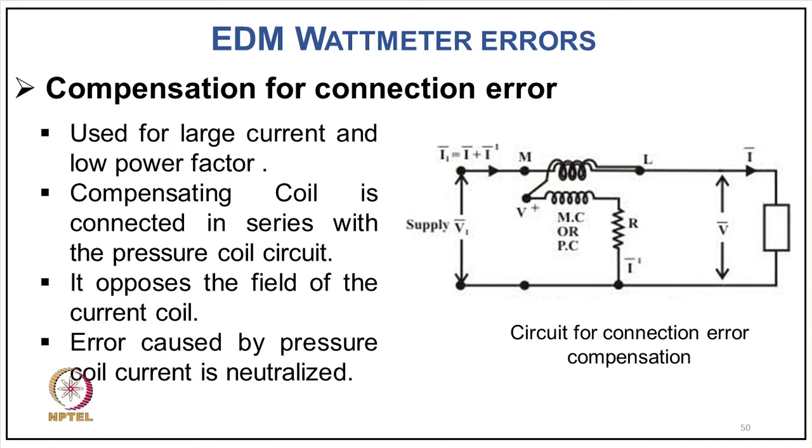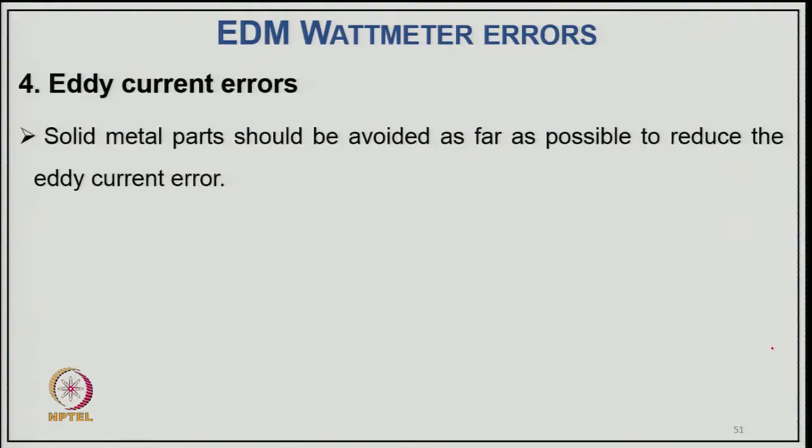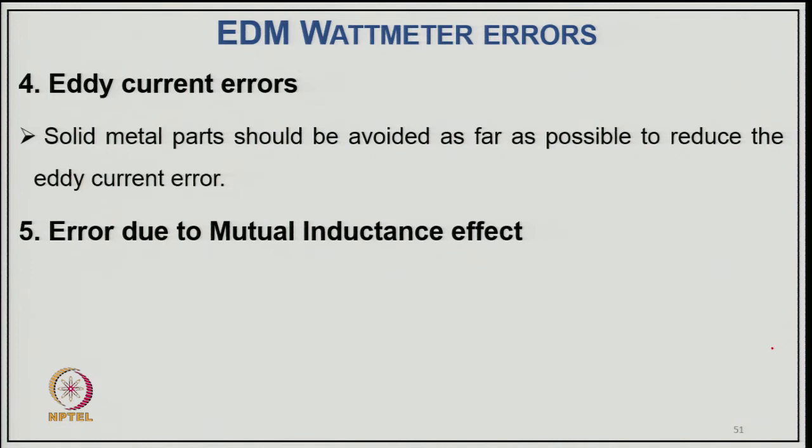Now coming to compensation of error, for large current and low power factor, as shown here, the pressure coil is connected across the load. A compensation coil is connected in series with the pressure coil circuit, and it opposes the field of the current coil, as you are seeing just here. So, the error caused by pressure coil current is neutralized. Now, coming to eddy current errors, solid metal parts should be avoided as far as possible to reduce the eddy current error, and then the error due to mutual inductance effect.